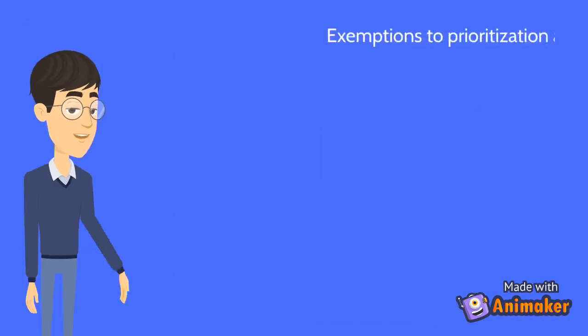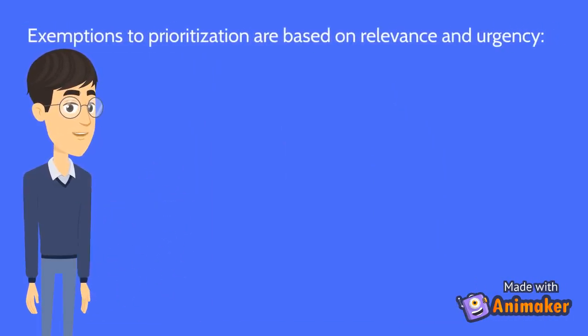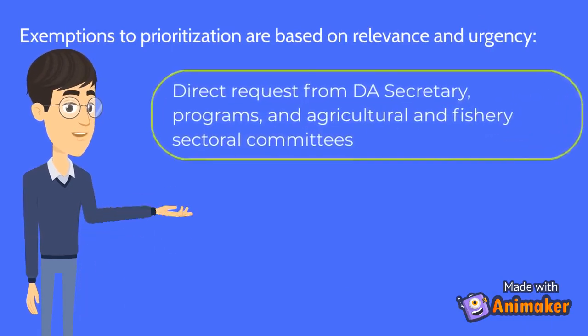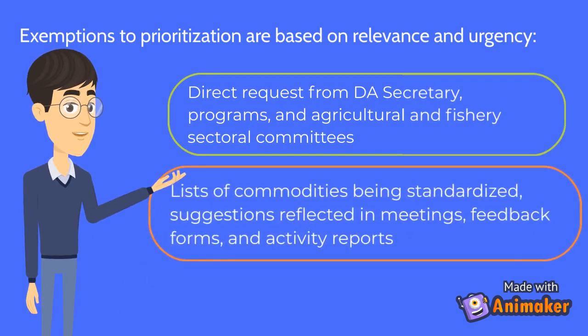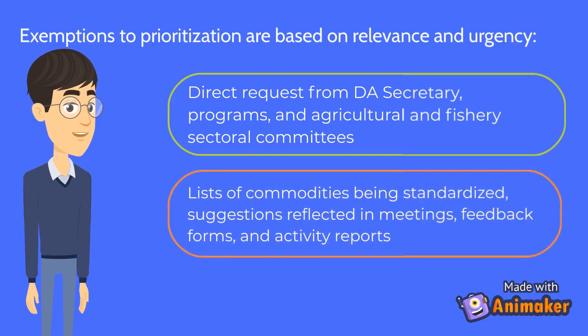There are exemptions on prioritization based on relevance and urgency. 1. Direct request from DA Secretary, Programs, and Agricultural and Fishery Sectoral Committees. 2. List of commodities being standardized, suggestions reflected in meetings, feedback forms, and activity reports.